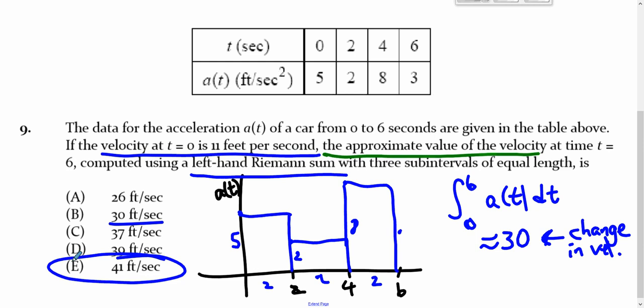So of some importance to you is the recognition that an integral is a change in a quantity, which usually matters. And we can approximate those integrals using left-hand Riemann sums, which is something we haven't done in about a week or so.